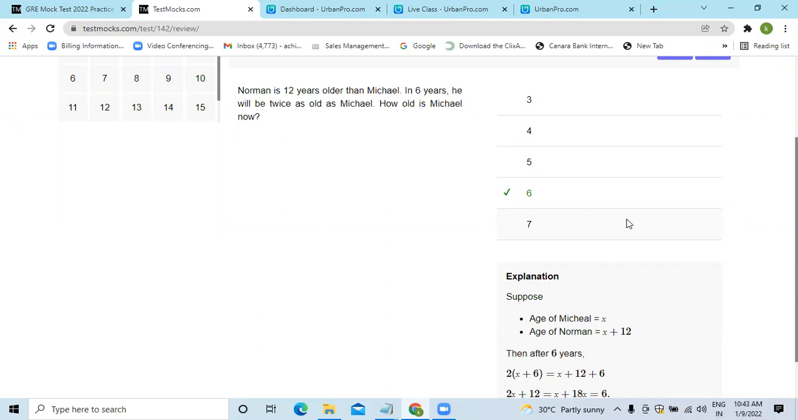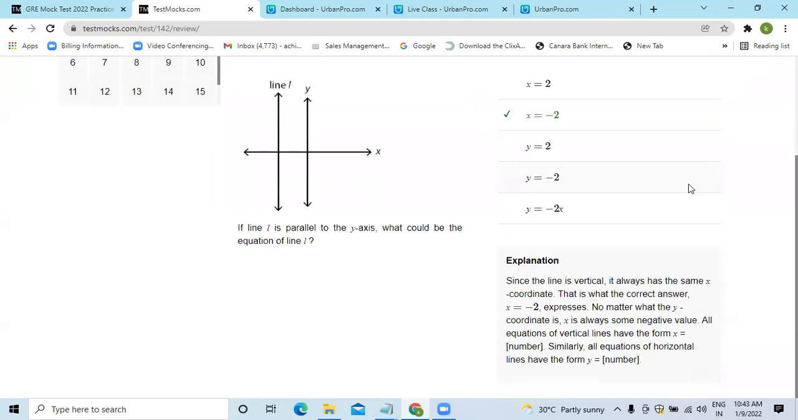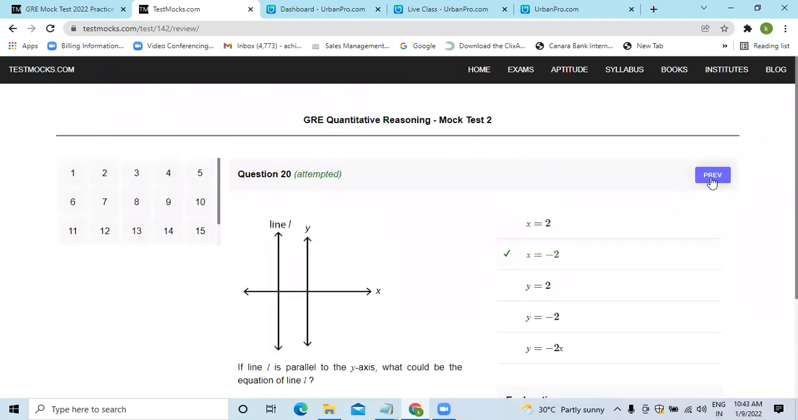Okay, sir. This one was correct. This one I got 6. Yeah, this one was right. You got 6, I think. This one is also right. X is equal to -2. I think absolutely no problem. So all the 20 answered. Now we'll go to the next.